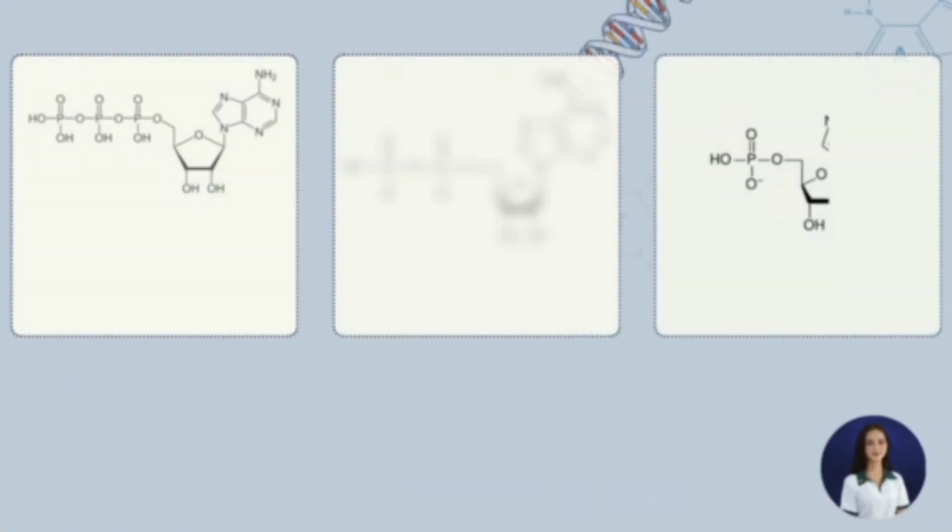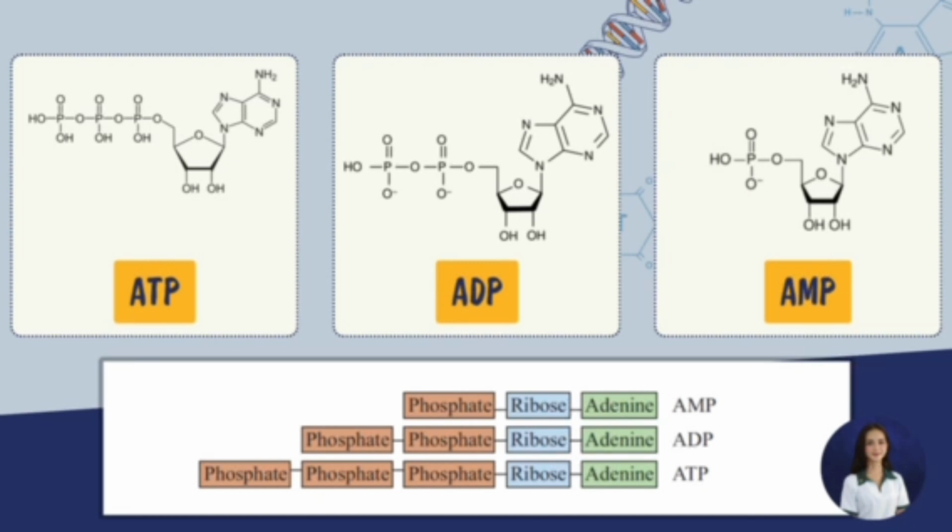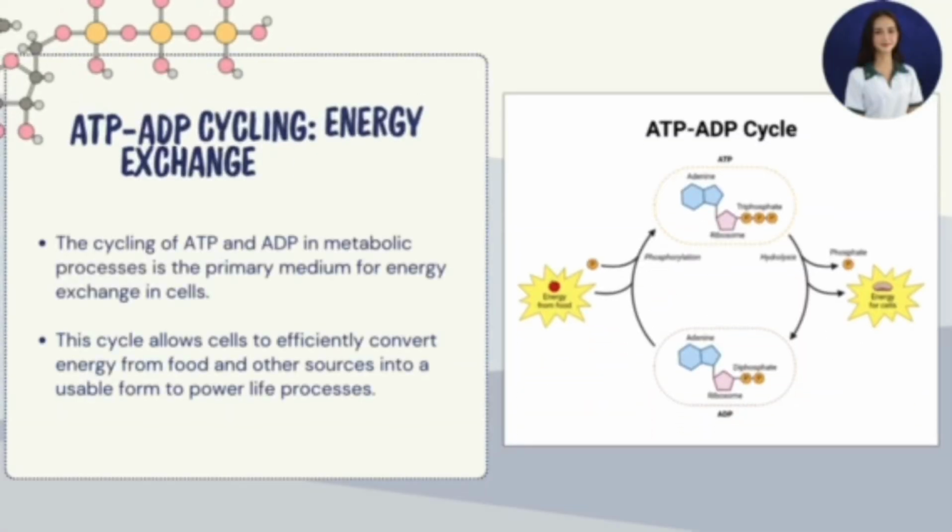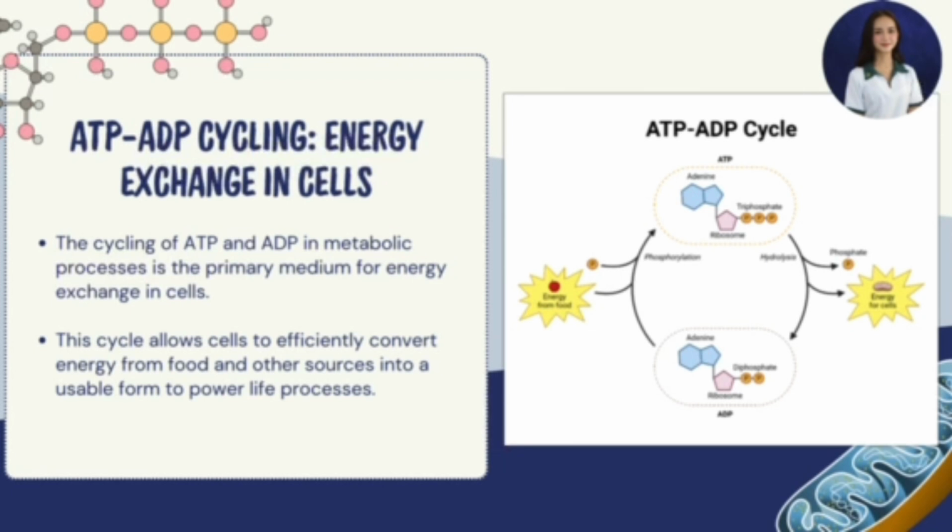In the next slide, I will be talking about the importance of ATP. In this structure, we can see the cycle of ATP to ADP cycling. ATP to ADP cycling is good for the energy exchange in cells. The cycling of ATP and ADP in metabolic processes is the primary medium for energy exchange in cells. This cycle allows cells to efficiently convert energy from food and other sources into a usable form to power life processes.